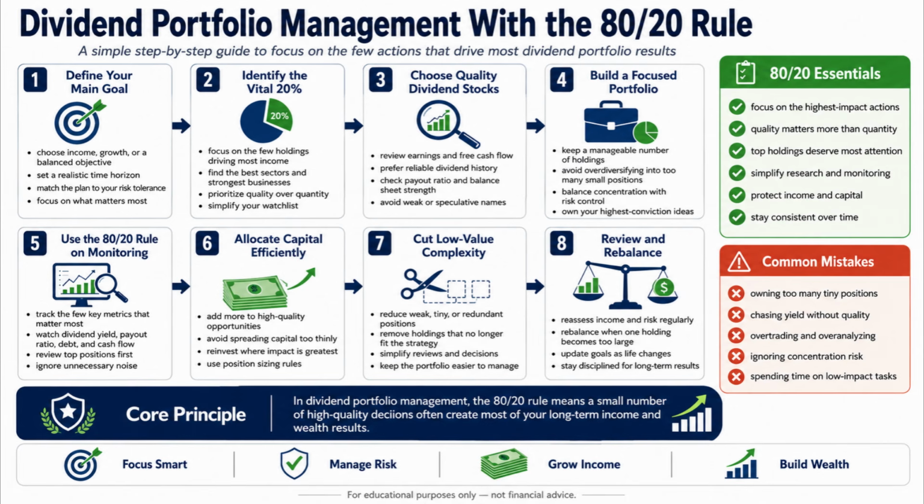In addition, use the 80-20 rule in monitoring your portfolio. Track the few key metrics that matter most, such as dividend yield, payout ratio, debt levels, and cash flow. Also, review your top positions first, because they usually have the biggest impact on your total results.